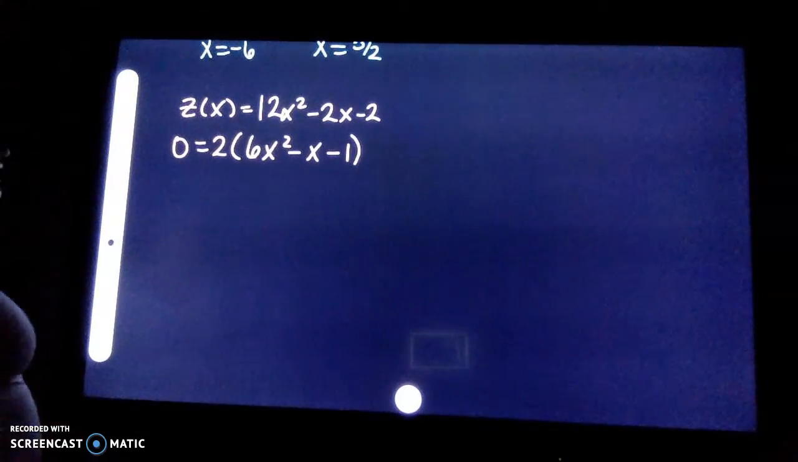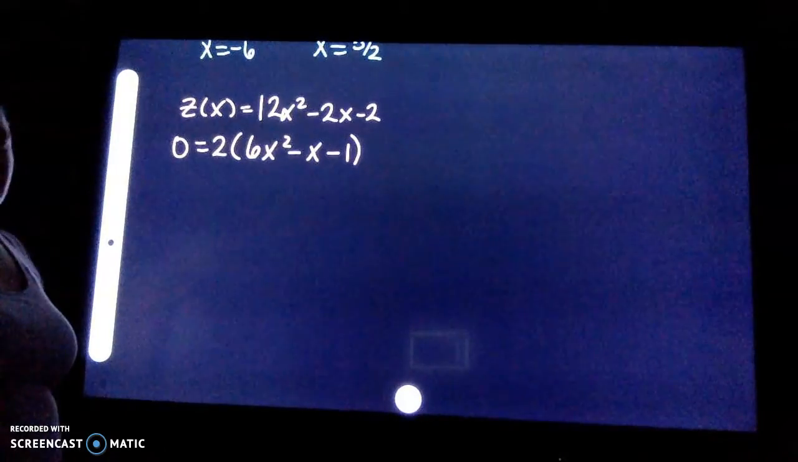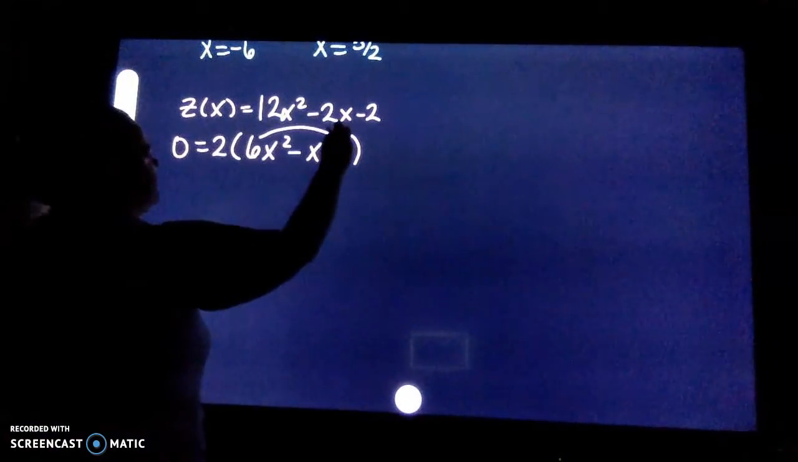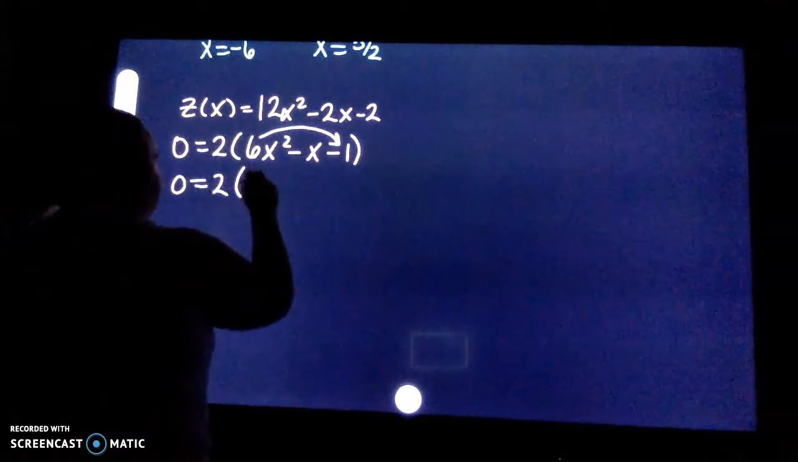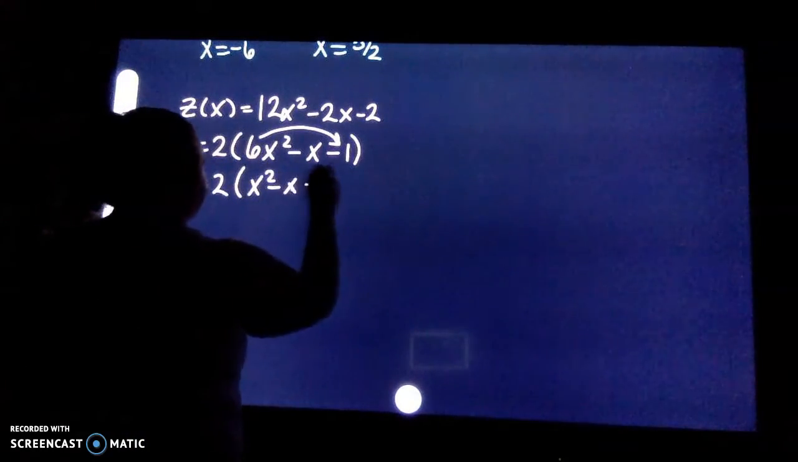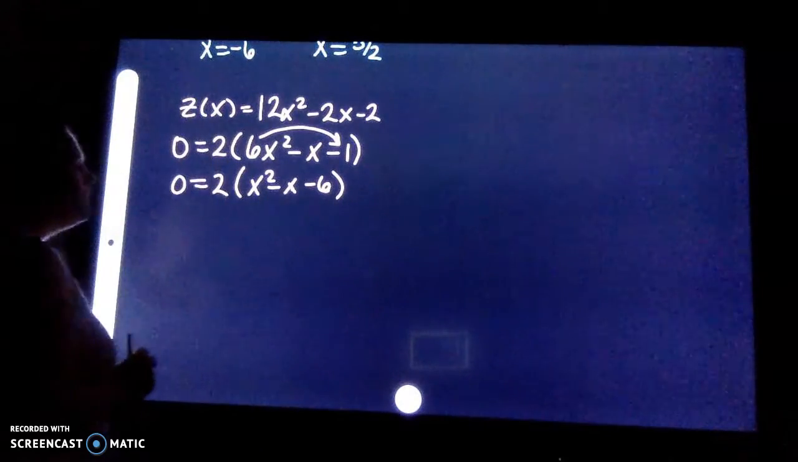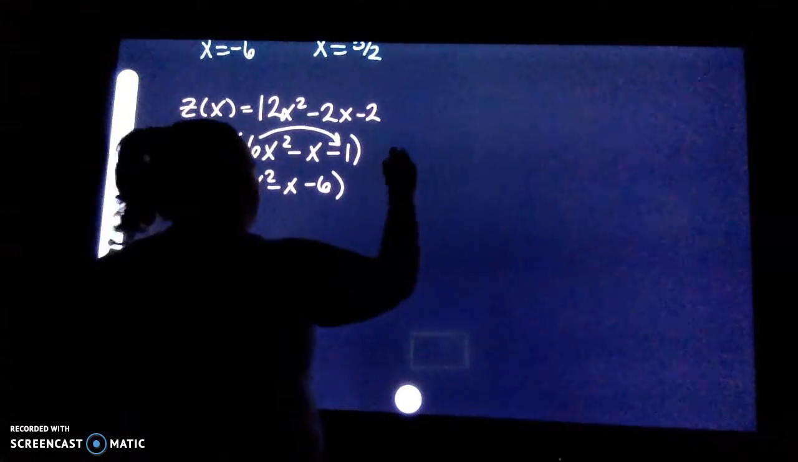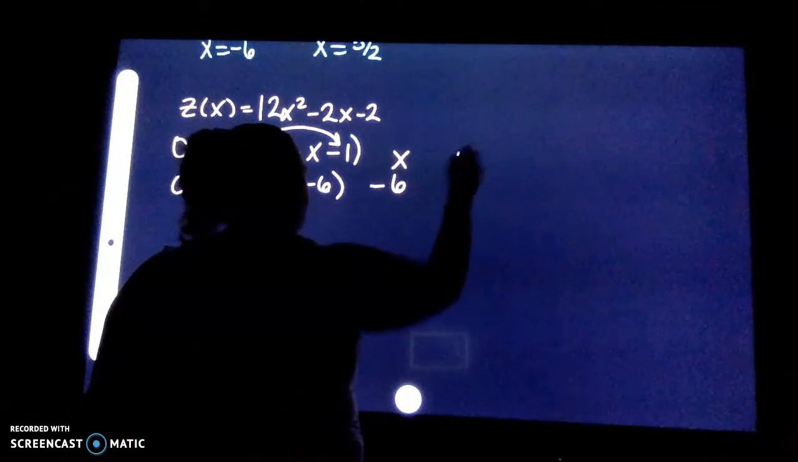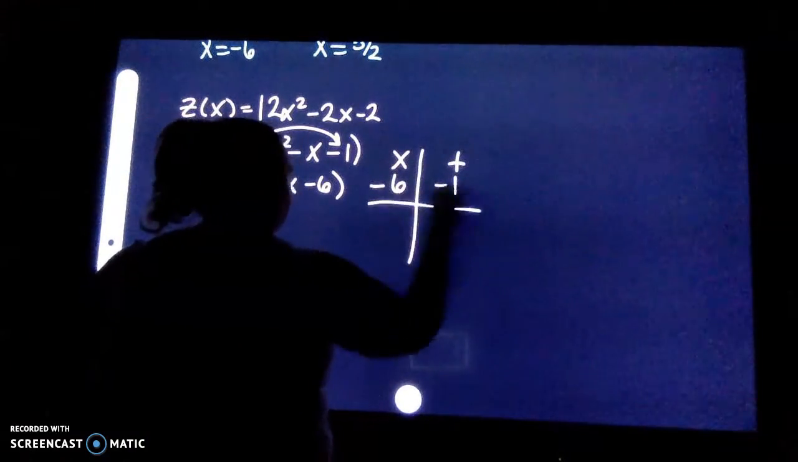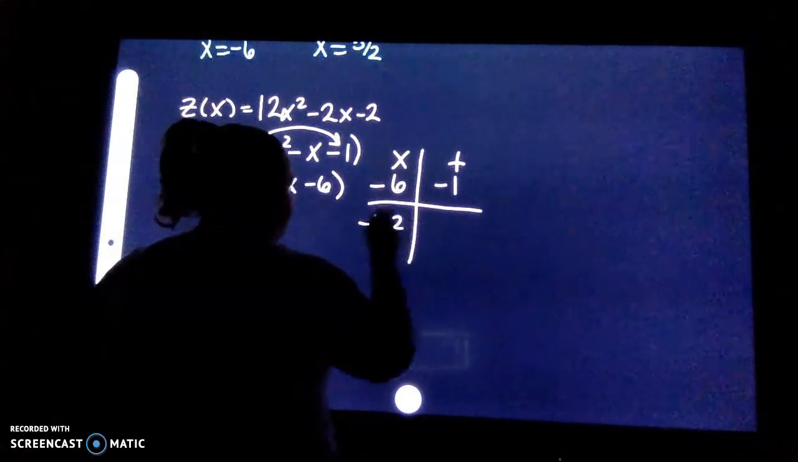From here, I still have a number in front of my x squared, which means I'm still going to have to rainbow. So I have 0 equals 2 times my new quadratic. I can now CB chart that new quadratic. So it multiplies together to get negative 6 and adds to get a negative 1. That's negative 3 and positive 2.